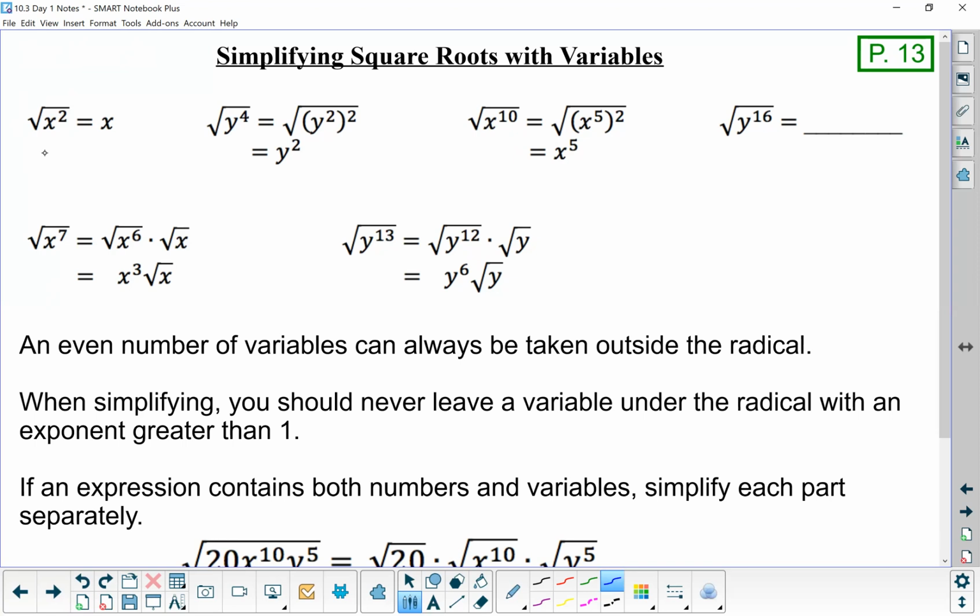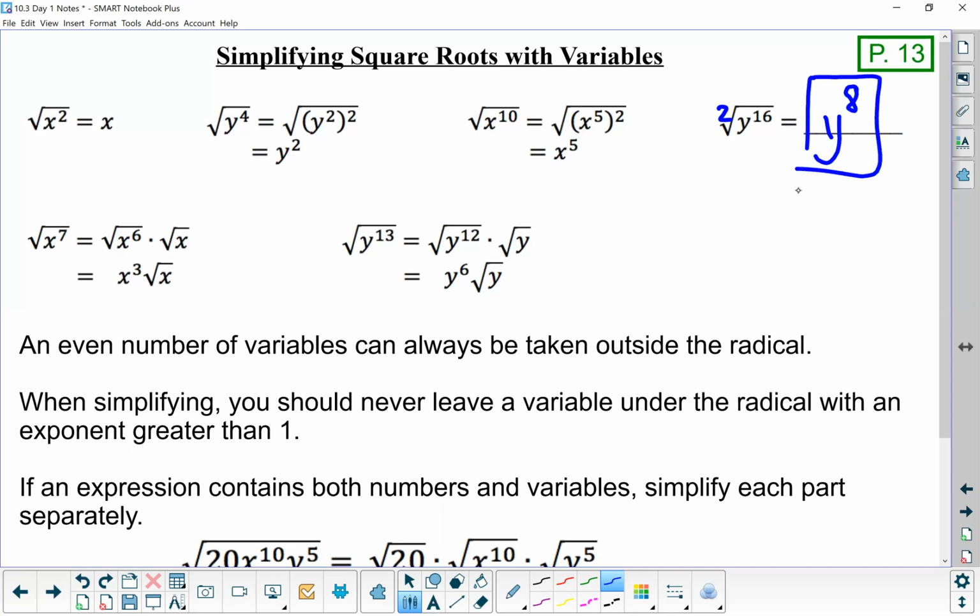Y to the 16th then. I like to do it this way. If it's a square root, is the exponent even? In this case, 16 is. So we're going to have y outside of the radical. Take our power and divide by our index. In this case, the index, remember, is a 2. 16 divided by 2 is 8.